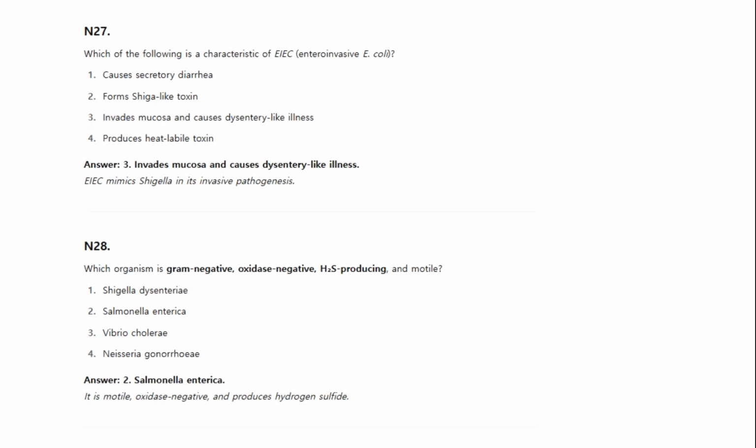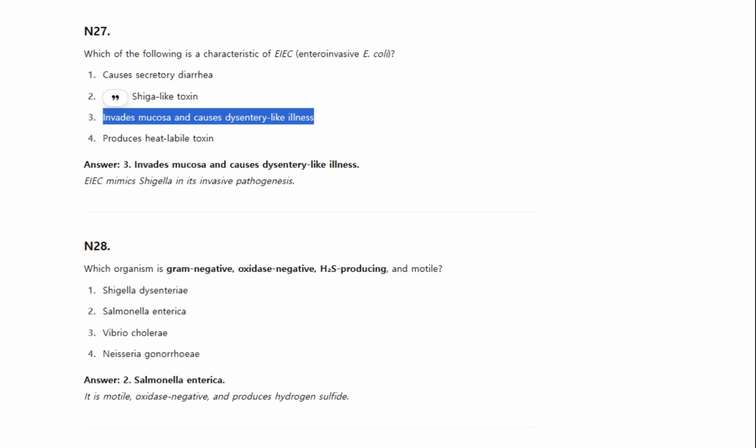N27. Which of the following is a characteristic of EIEC, enteroinvasive E. coli? 1. Causes secretory diarrhea. 2. Forms Shiga-like toxin. 3. Invades mucosa and causes dysentery-like illness. 4. Produces heat-labile toxin. Answer 3, invades mucosa and causes dysentery-like illness. EIEC mimics Shigella in its invasive pathogenesis.